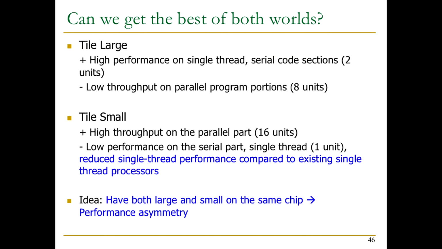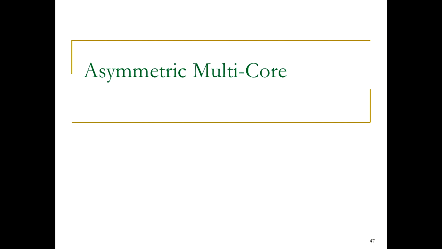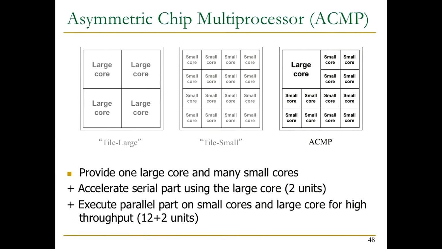So the idea is to have both large and small on the same chip. Now, we're adding performance asymmetry into the chip. We're going to still keep the same ISA, instruction set architecture. And that's the idea of asymmetric multi-core, asymmetric chip multiprocessor. This is one example, again, a simple example perhaps. You provide 1 large core and many small cores. And you accelerate the serial part using the large core, so you get 2 units of performance. And you don't do too bad on the parallel part. Instead of 16, you get 12 plus 2, 14.